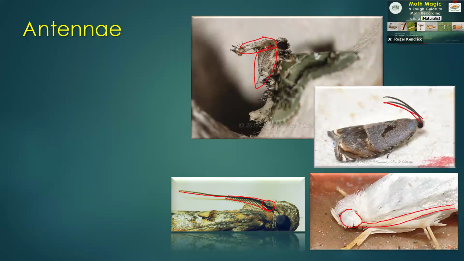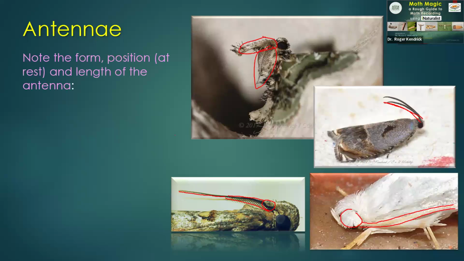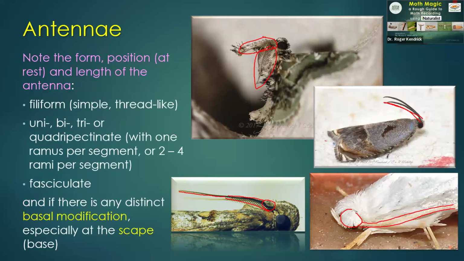So look at the form, the length, and where the antennae are held. Is it a simple antenna? Does it have one set of rami? Does it have 2 or 3 or even 4 sets of rami? And is there some sort of modification at the base? All useful, but you only see these really with a close-up from the side. But they can tell you so much about the ID of family and species.